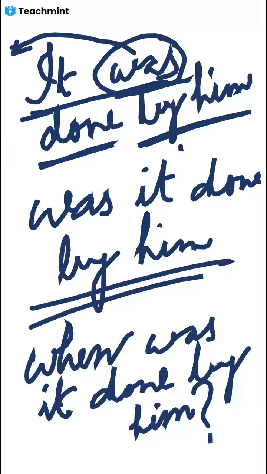Now is it clear to all of you? Is the confusion clear to you? Am I clear or not? Have you got the points? Have you understood the steps? What are the steps to follow to change interrogative sentences from active to passive?